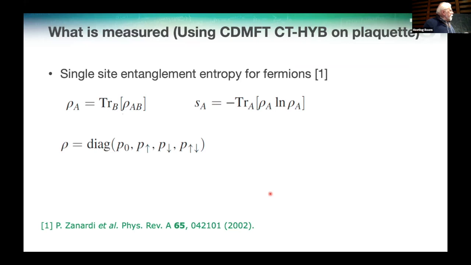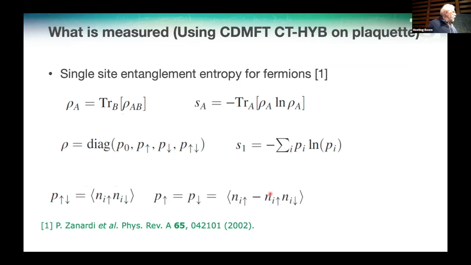Well, here the density matrix in the occupation number representation is just diagonal. It's a probability of being empty, singly occupied, or doubly occupied. So if you know this, you can compute the entanglement entropy for a single site. Now, do we know this? Yes, because we can experimentally or theoretically get double occupancy, which is this probability. Then this one is just the difference between the occupation and double occupancy. And finally, the probability of being empty is just 1 minus all the other ones.